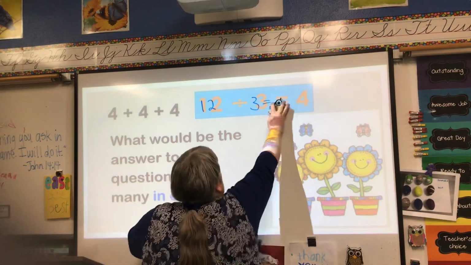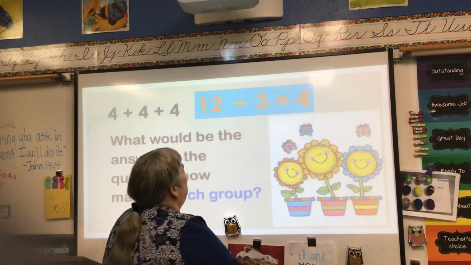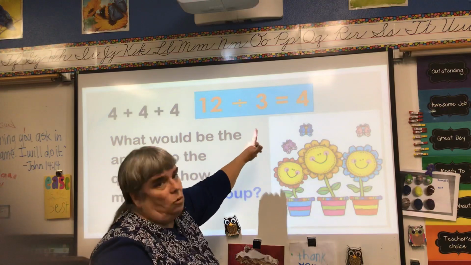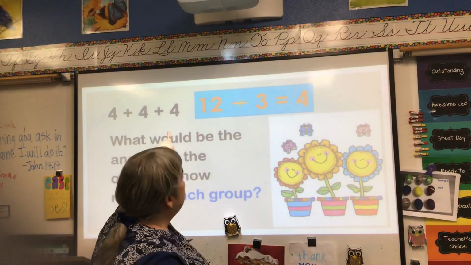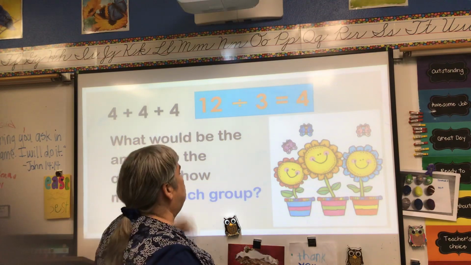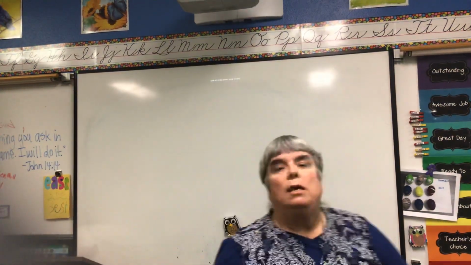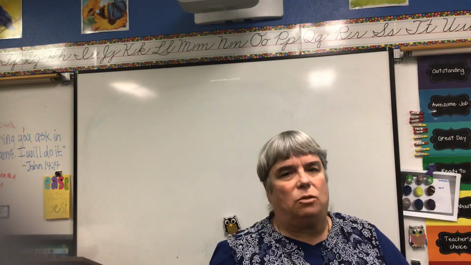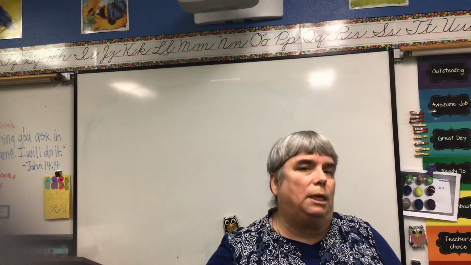4. So it's very, very important that you remember 3 is the equal groups. There are 3 equal groups. The answer is 4 because there's 4 in each group. And that's the last one. Just to let you know, I think the very last question is a word problem that talks about remainder.